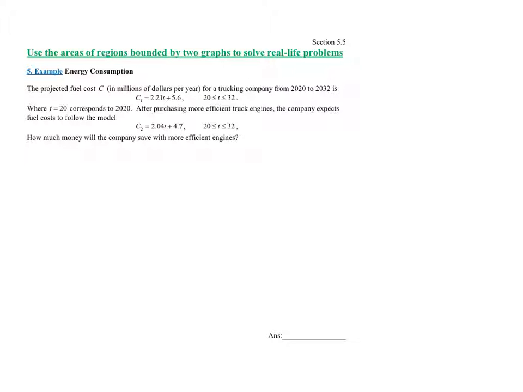Alright, so let's take a look at our last example here. It says use the areas of the region bounded by two graphs to solve real-life problems. So this is a problem on energy consumption.